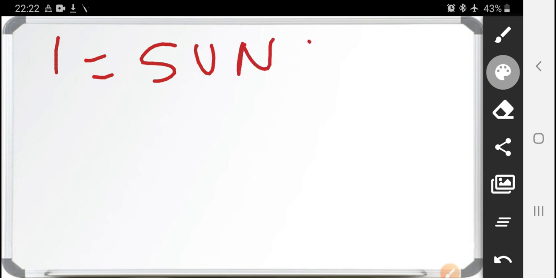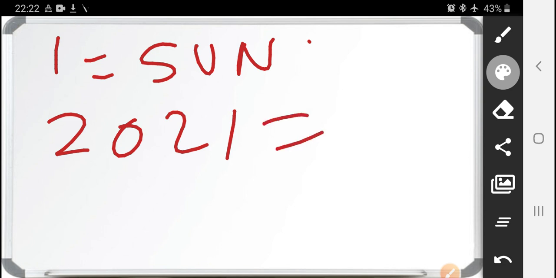So we got the number 1, which is denoted by the planet Sun. As in my previous videos I have already told you that number 1 is denoted by the Sun planet, and the Sun planet denotes new beginnings. So as India's date of birth was 15th August 1947, we can say that in this current year 2021, we are getting the number 1, that is denoted by Sun planet.